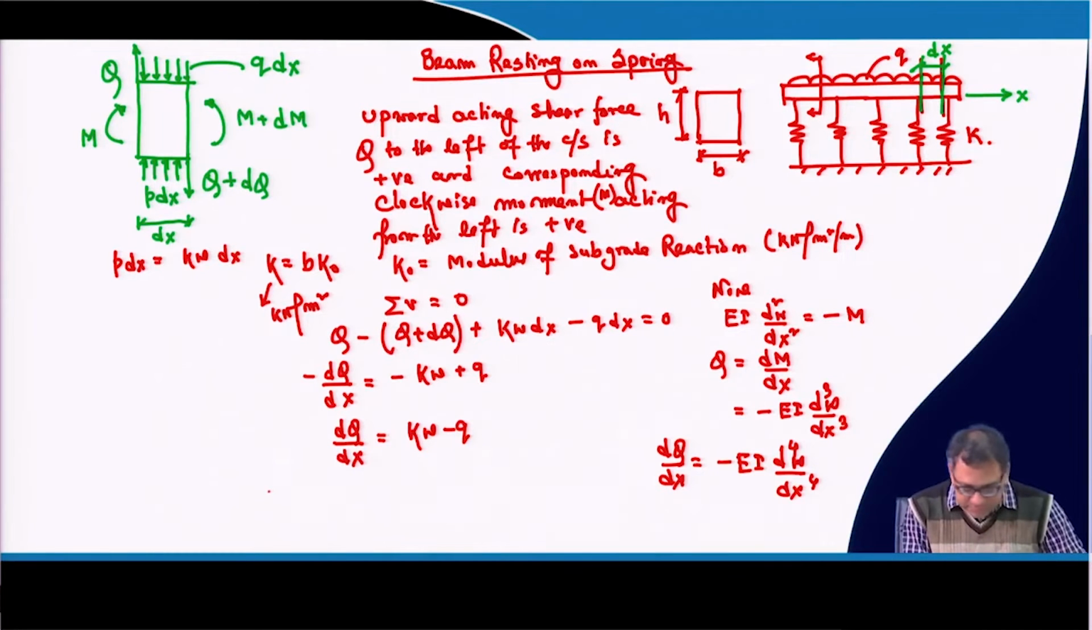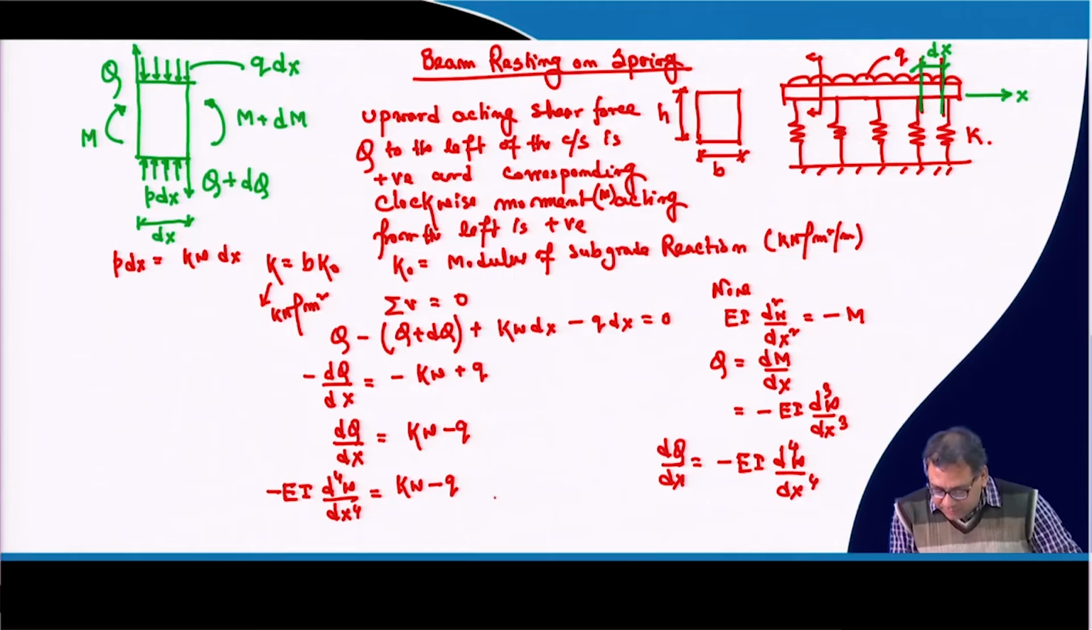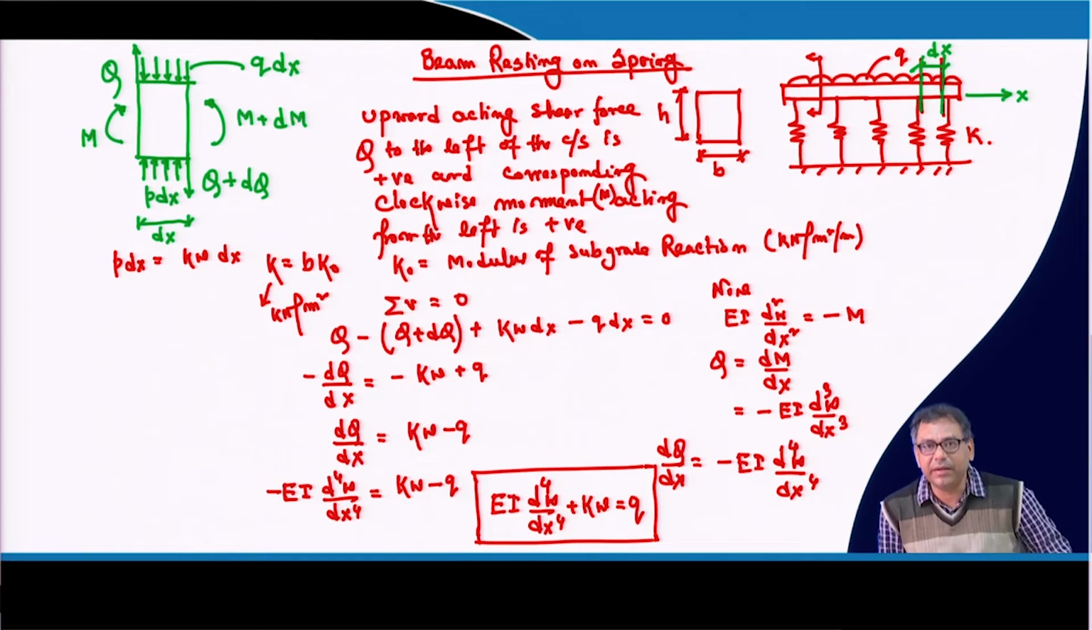So this will be minus EI d4w dx4, and that will be equal to k into w minus q. So further if I simplify this equation, it is EI d4w dx4 plus kw, that is equal to q. So this is the basic differential equation for a plate resting on springs. Okay. So this is the basic differential equation for a beam.